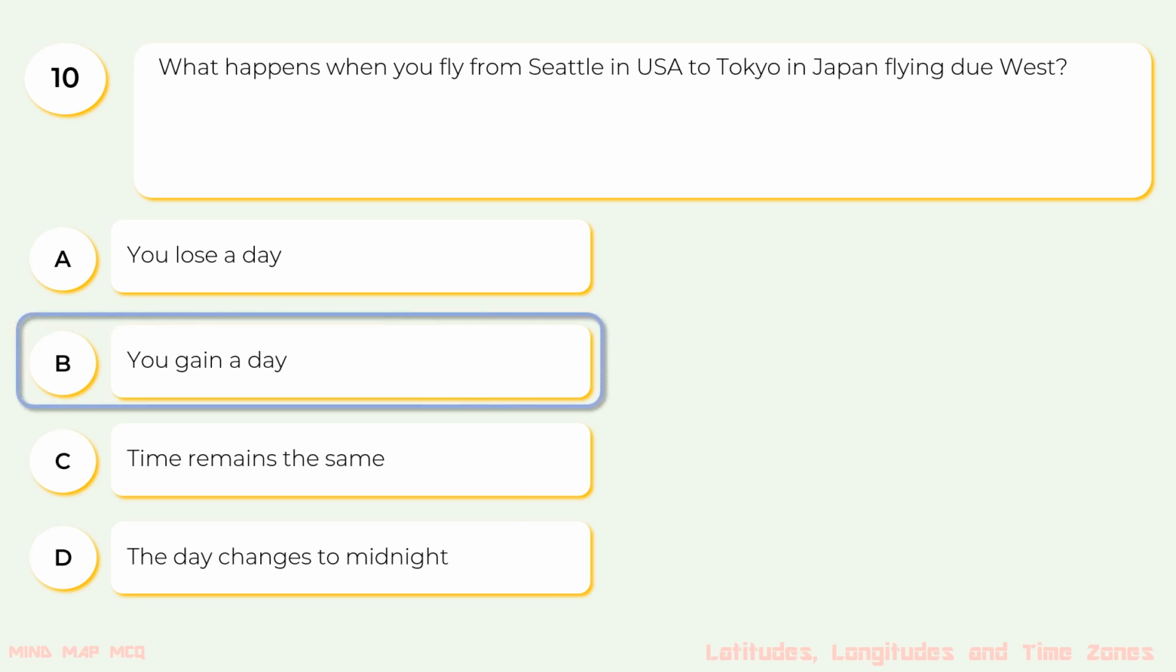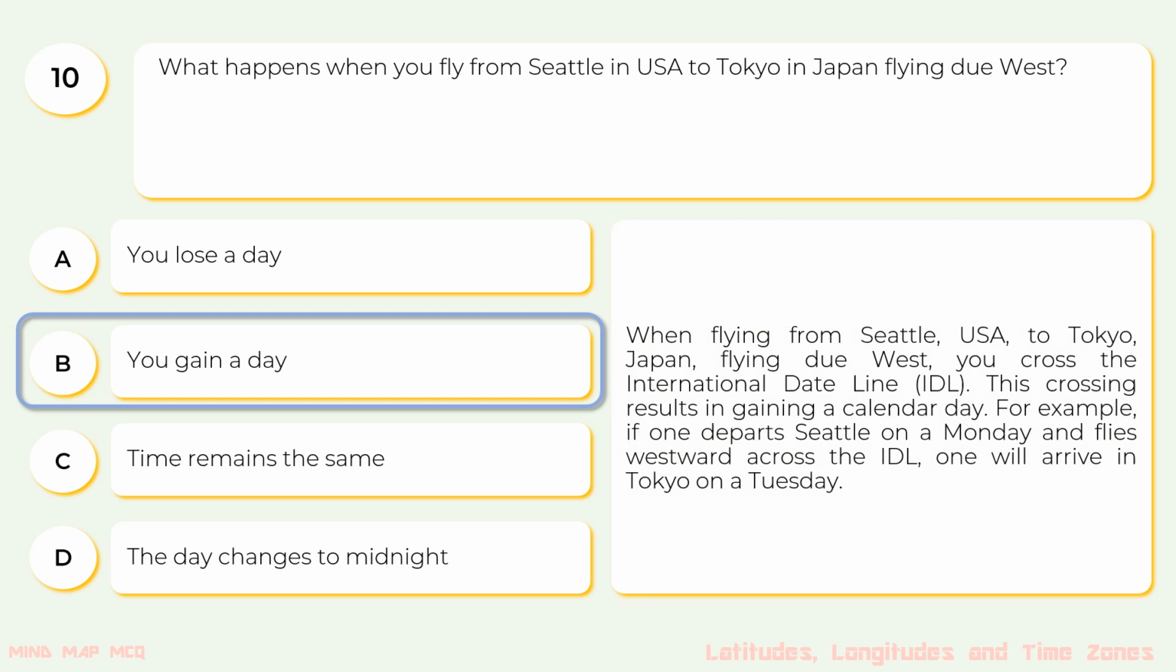You gain a day. When flying from Seattle, USA to Tokyo, Japan, flying due west, you cross the international dateline. This crossing results in gaining a calendar day. For example, if one departs Seattle on a Monday and flies westward across the IDL, one will arrive in Tokyo on a Tuesday.